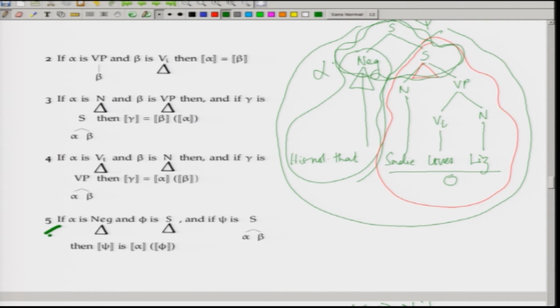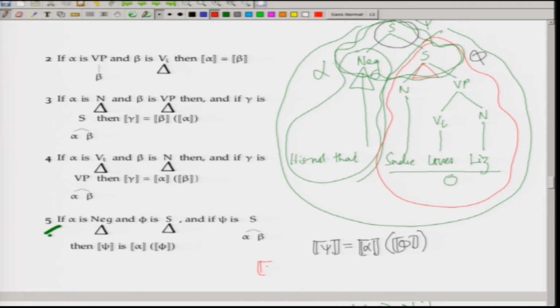So, what is phi? Phi is actually this. This is phi, this is alpha, and this is xi. So then the denotation of xi is the denotation of alpha and the denotation of phi. We just replace these and we put our things here. We get what is xi.